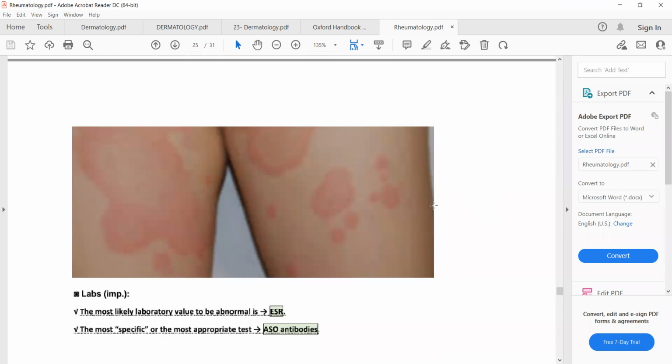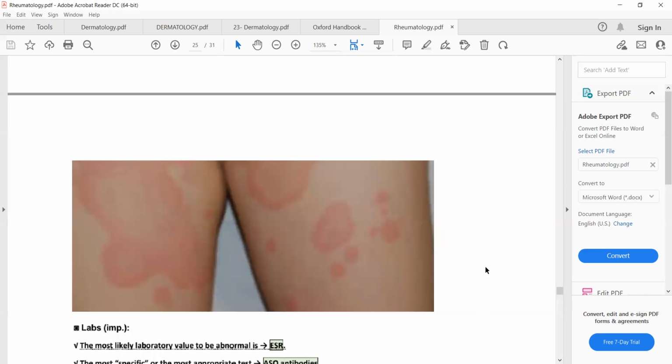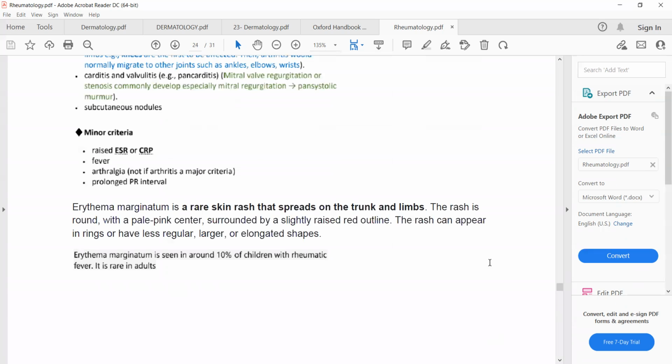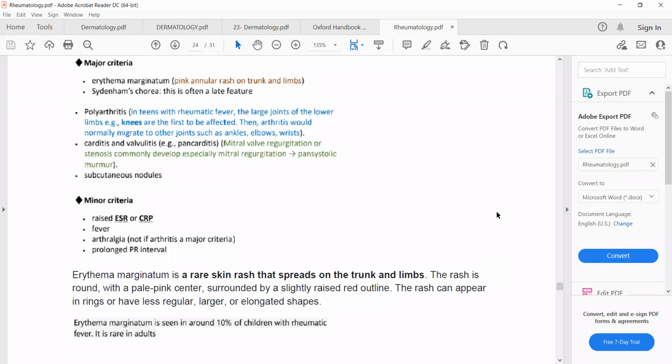This is the diagram of erythema marginatum. You can see that the margins of this erythema are prominent, and the center is light. That's why it is called erythema marginatum. The other major criteria is chorea.